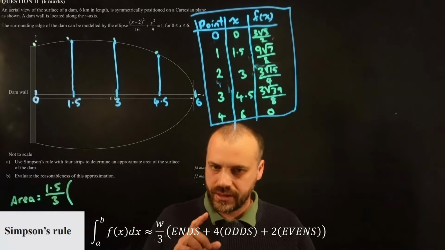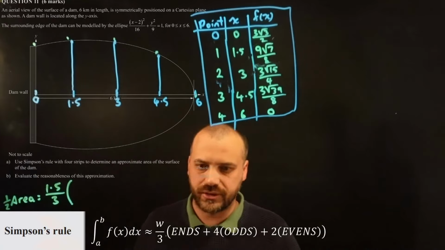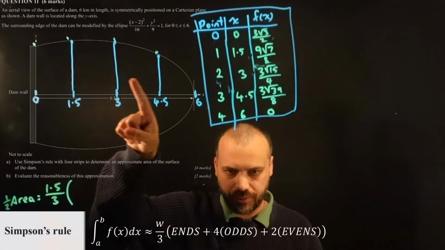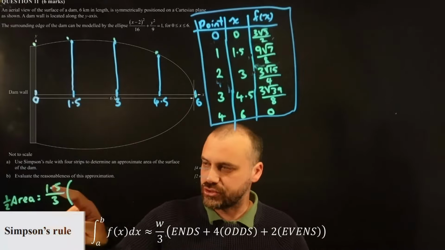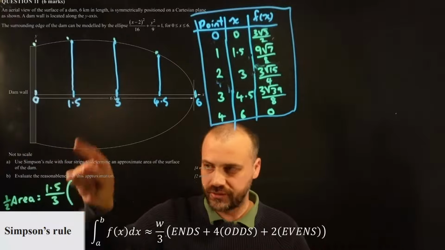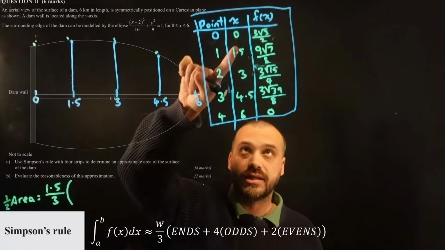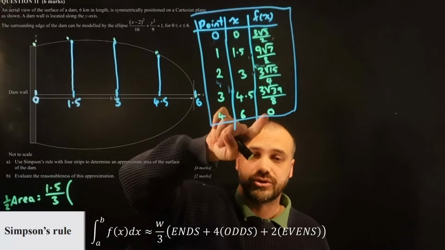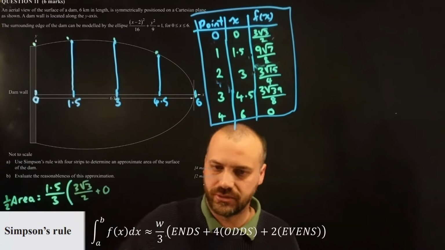Let's do that. So the area of the thing in question, or really half of the area of the thing in question, because we're just doing the top half for now and then we'll multiply by 2 at the end. Half of the area is equal to the strip width, which is 1.5 divided by 3. And then we need to add our ends together. So 3 root 3 on 2 plus 0.